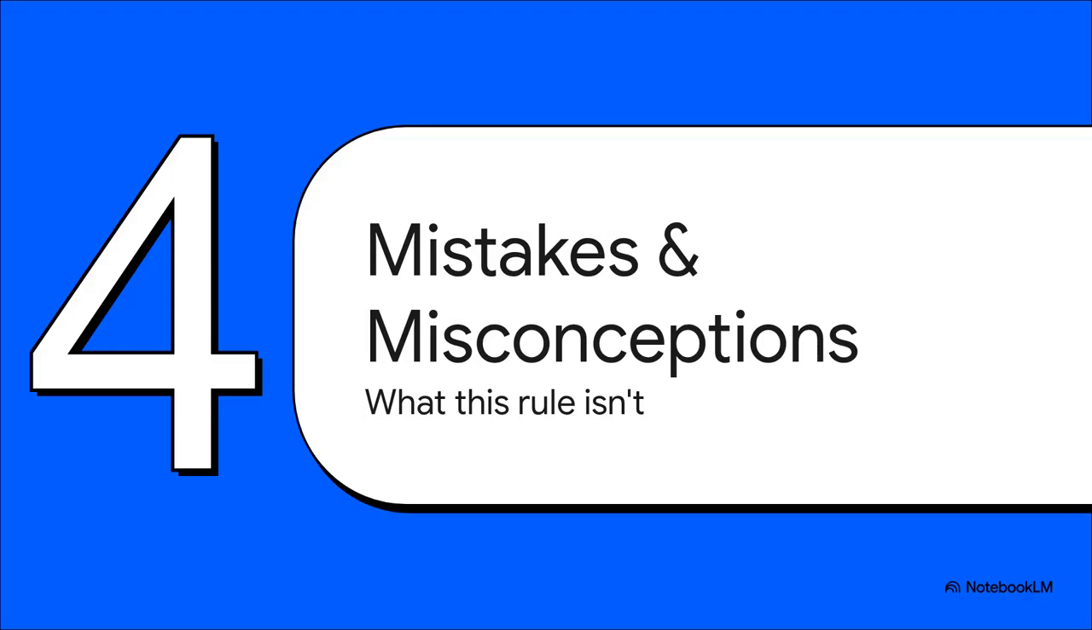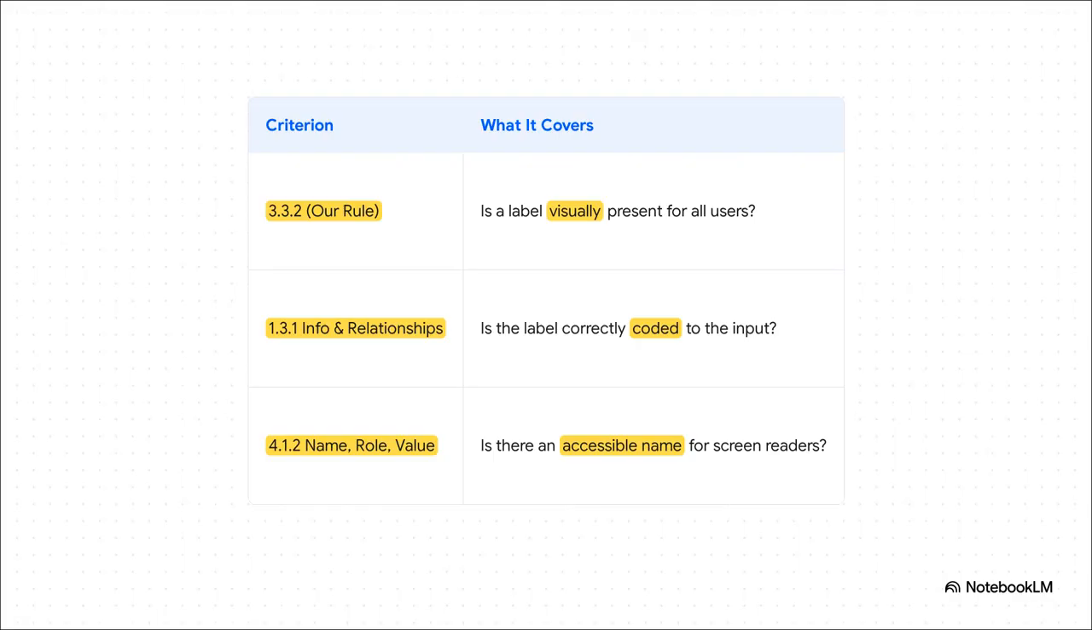Okay, let's clear something up really quick. To really get this rule, it's actually super important to understand what it isn't about, because it gets mixed up with a few other similar sounding rules all the time. So look here, our rule 3.3.2, that's the one we're talking about. It's right at the top. It is only about one thing. Is there a label that you can see? Is it visually present for everyone? That's it. The other rules, 1.3.1 and 4.1.2, those are more about the behind-the-scenes stuff, how the label is coded for assistive tech like screen readers. Our rule is the simple, foundational one. Just make sure people can see what they're supposed to do.